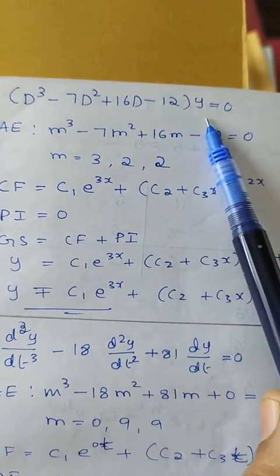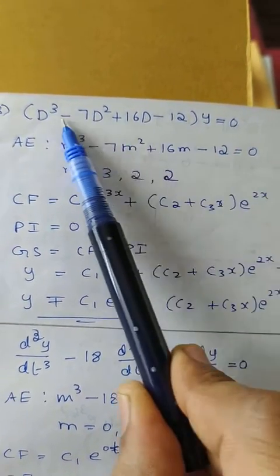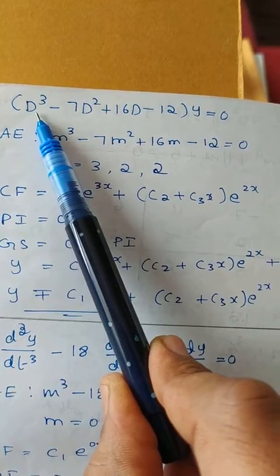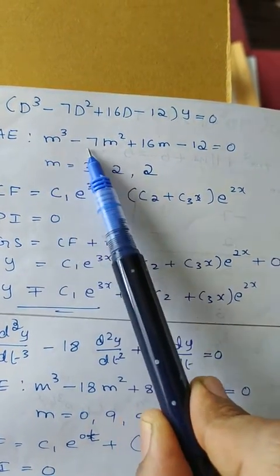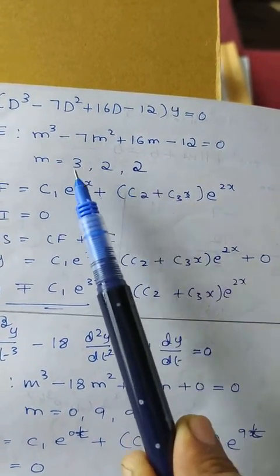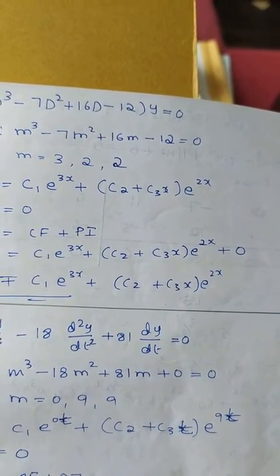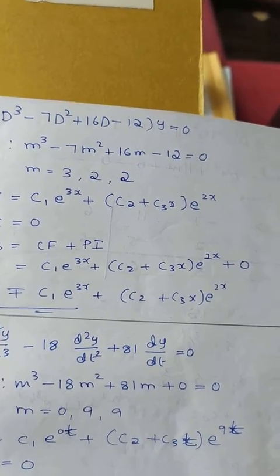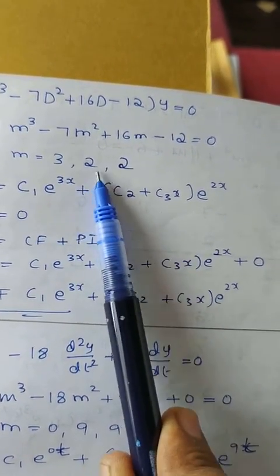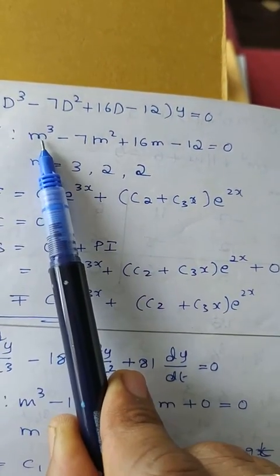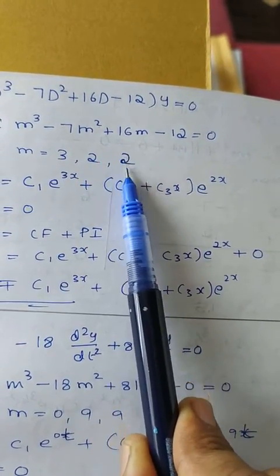Third order linear differential equation, and it is homogeneous. Directly it is given in terms of a differential operator. Replace D by m. Find the roots. We get 3, 2, 2. While finding the roots using calculator, it shows only 3 and 2. Since degree is 3, the second root repeats one more time.